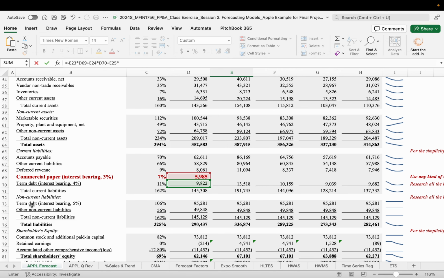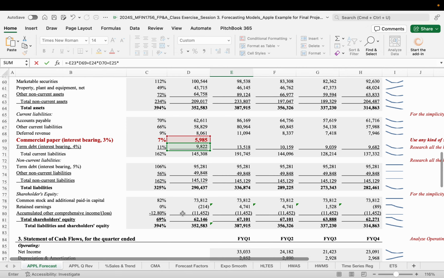Your company could have term debt or commercial paper, or might not have term debt in the short term, right? That's why you have to revise these templates according to your income statement or balance sheet. So here now I link this.